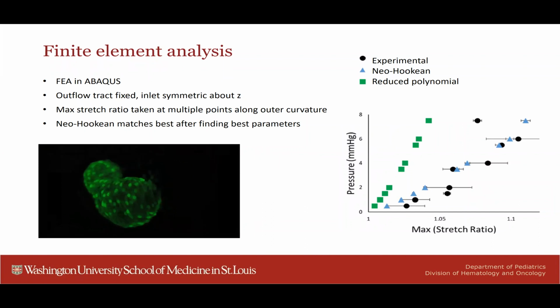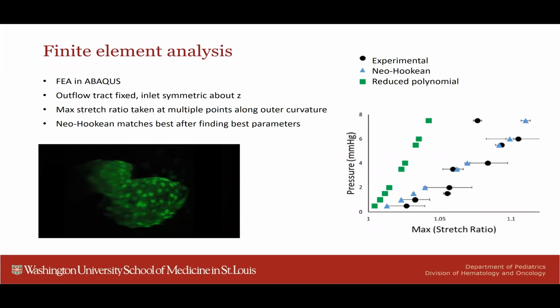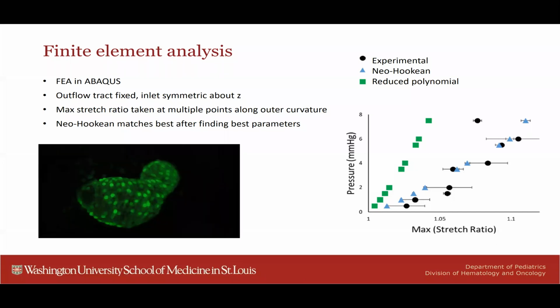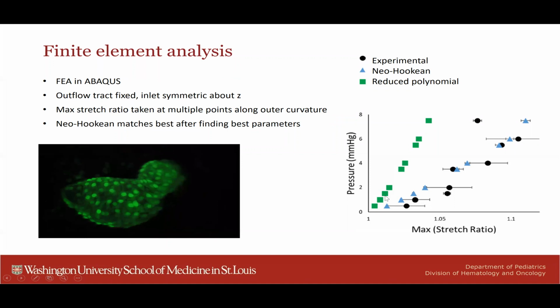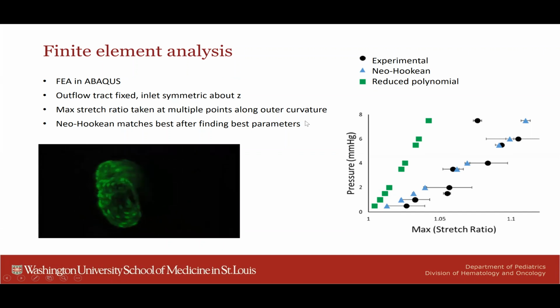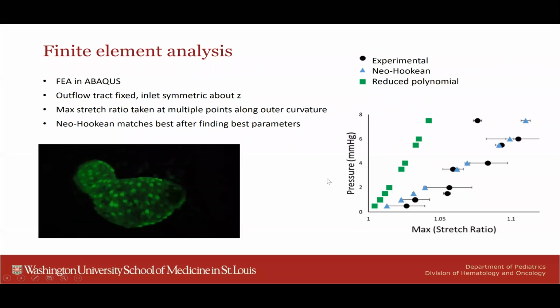From there, we extended this work to finite element analysis. We used Abaqus, and for boundary conditions, we fixed the outflow tract, and for the atrial inlet, we made it symmetric about the axial direction. We looked at the max stretch ratio at 10 points along the outer curvature and tried to see how that best matched up between experiments and the finite element analysis. What we ended up finding is that the Neo-Hookean model, in this 3-dimensional case, actually fit the experimental data the best, whereas in the previous cases, some of these other models appeared to fit a little bit better for 2D. We were able to do this by taking some confocal images and extracting out the full 3-dimensional heart for the FEA model.